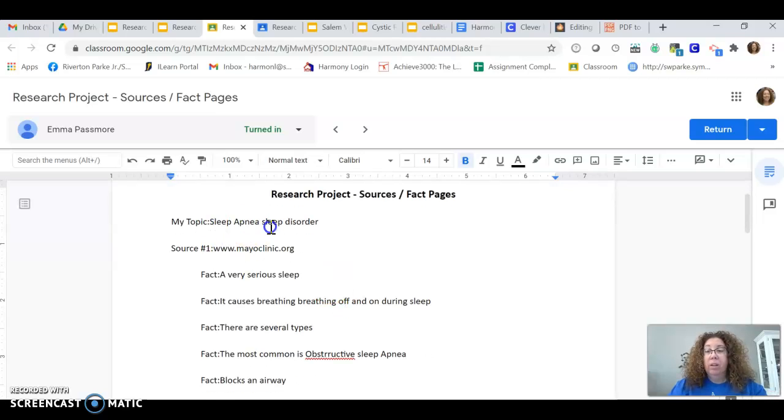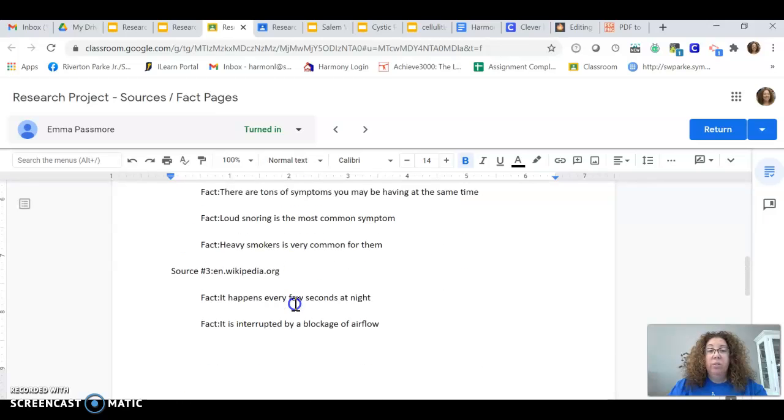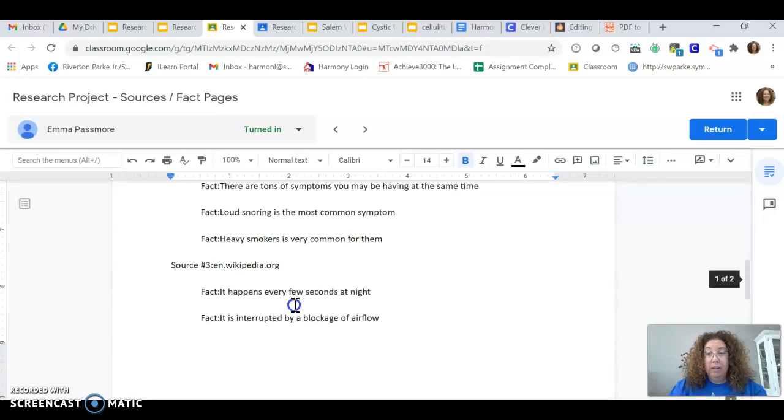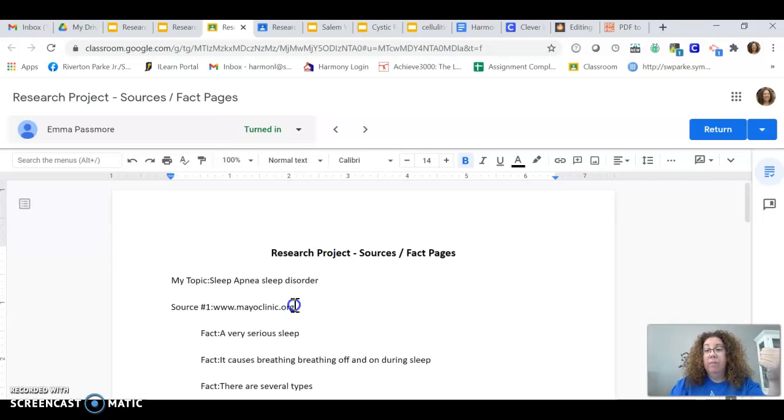Sleep apnea. Okay, so as I was reading through her facts about sleep apnea, she has a lot of facts about what it is. Then she has facts about the symptoms or the causes. And then she doesn't have so many facts about the treatment, but I would suggest she maybe stick some of those in there. So for Emma's project, I would suggest that she picks the subtopics of what is it, what are the causes and symptoms, and then how is it treated.